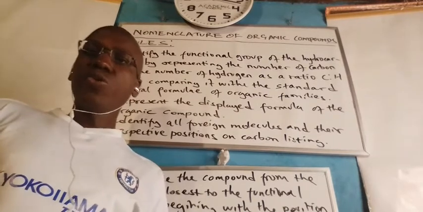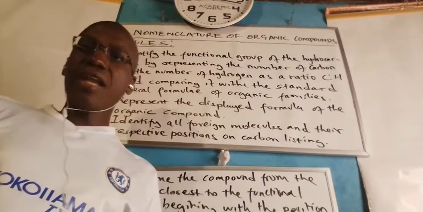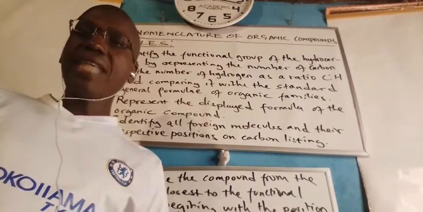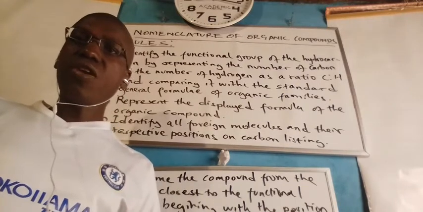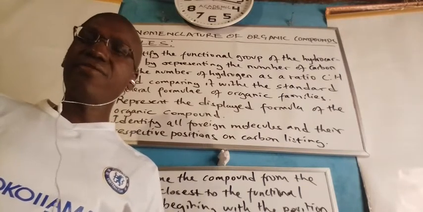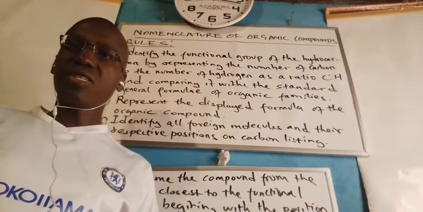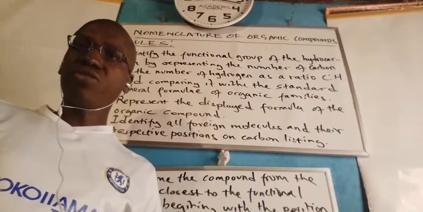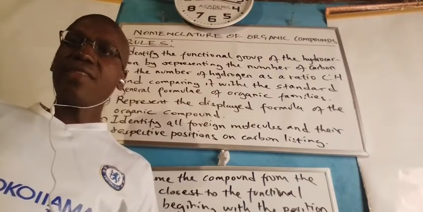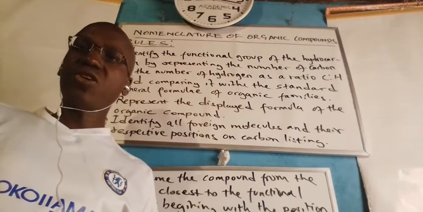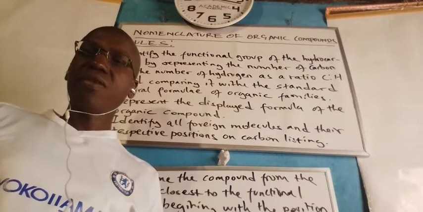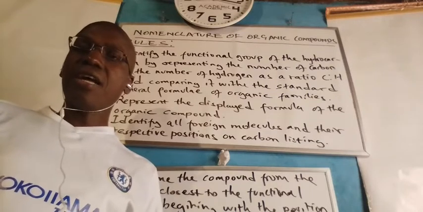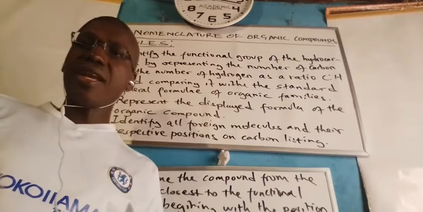Thirdly, you will proceed to name the organic species from the side closest to the functional group. And as you do this, you follow the alphabetical listing in identifying the foreign species as attached to carbon positions. In order to write the name, you begin by the position of the foreign species and its respective name, following the alphabetical order, and you complete it with the parent name.